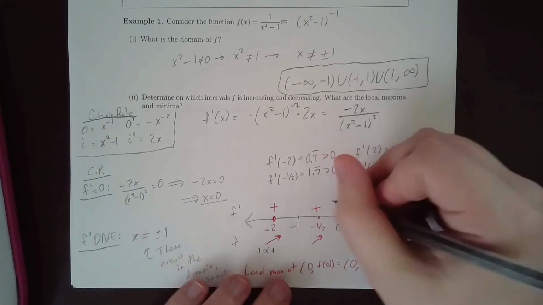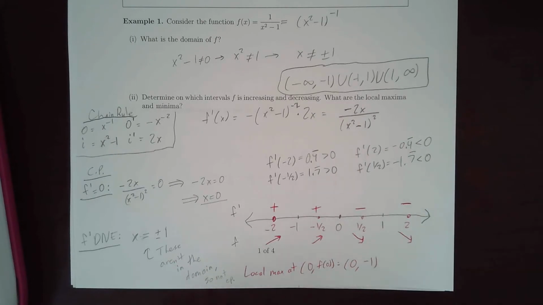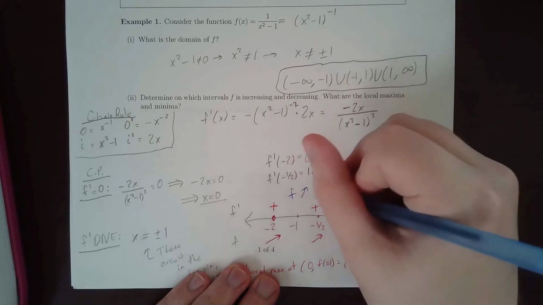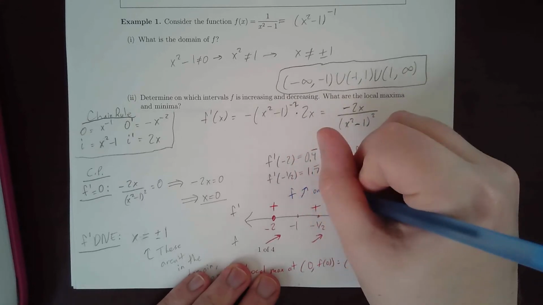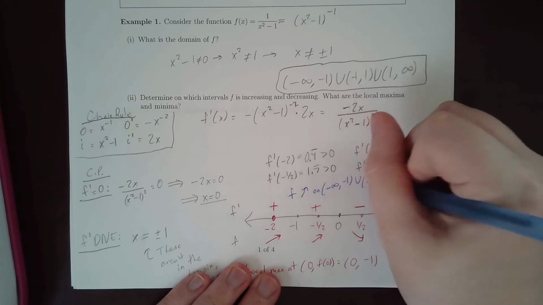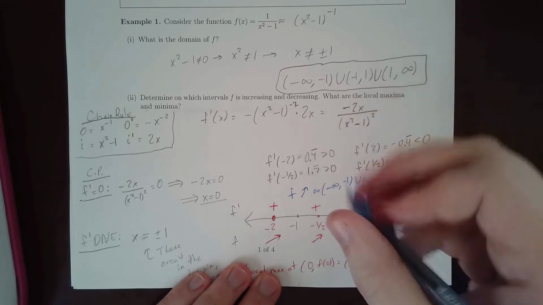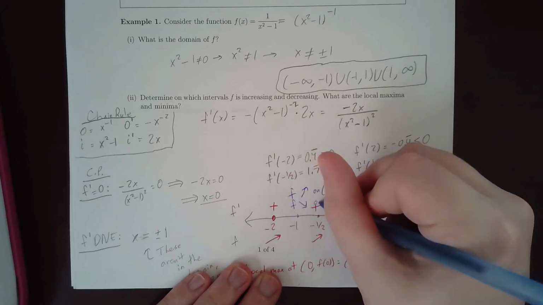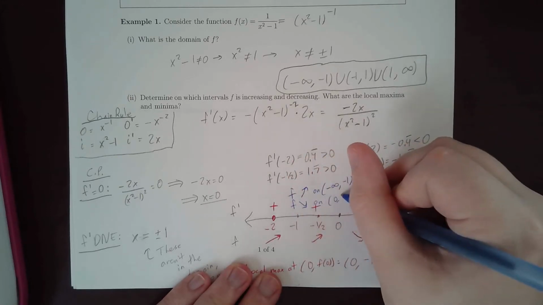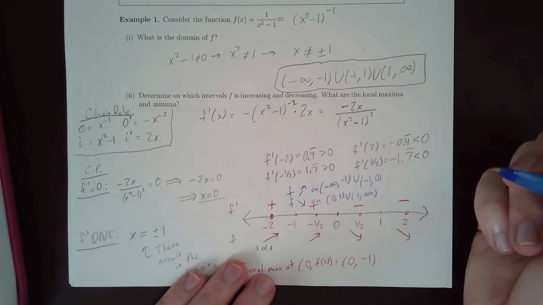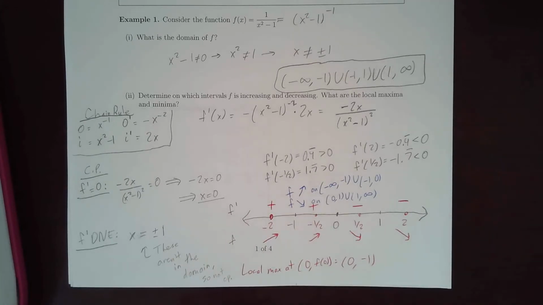This also tells us that f is increasing on negative infinity to negative 1 and negative 1 to 0, and it is decreasing on 0 to 1 and 1 to infinity. So these are some things we can use later on to help us graph.